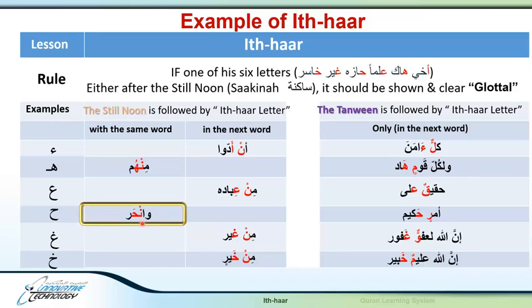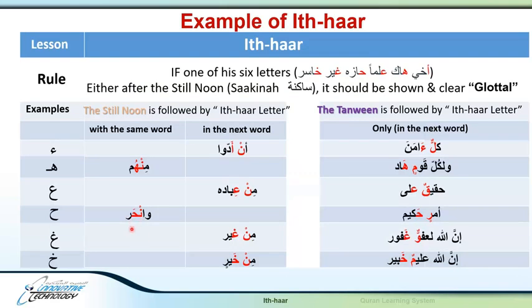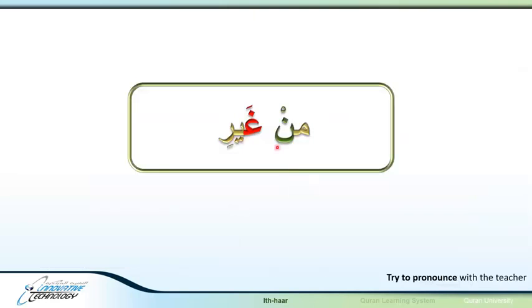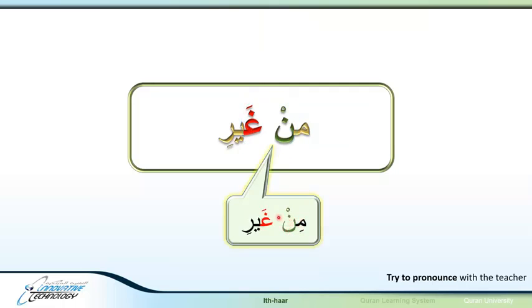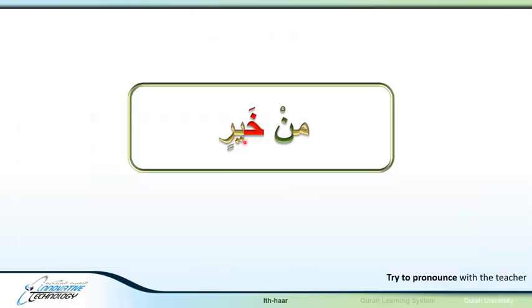Next example, Wanhar. In the same word, we have a Nun Sakinah followed by a Ha with a Fatha, and we pronounce it clearly. Wanhar. Next, Min Ghayr. Nun Sakinah followed by Ghain, pronouncing the Noon without exaggerating the gunnah and without إخفاء, clearly exposing the Noon. Min Ghayr. Next, Min Khayr. Nun Sakinah followed by a Kha, pronounced Min Khayr.